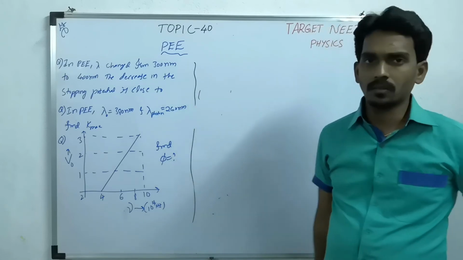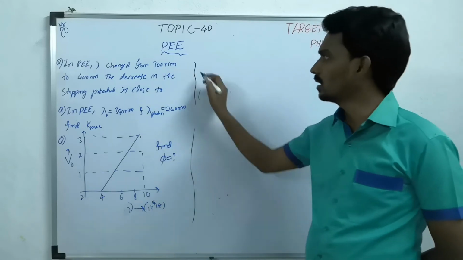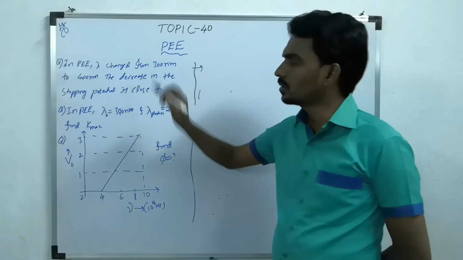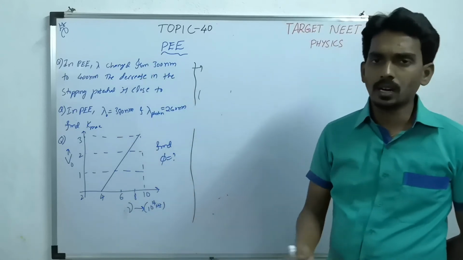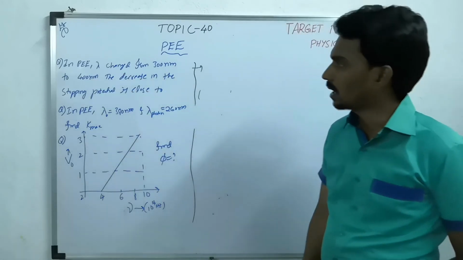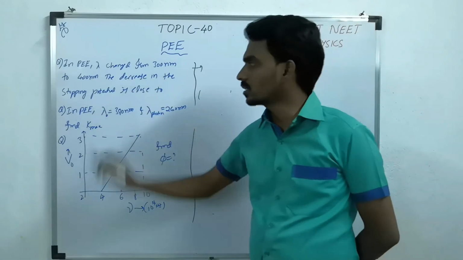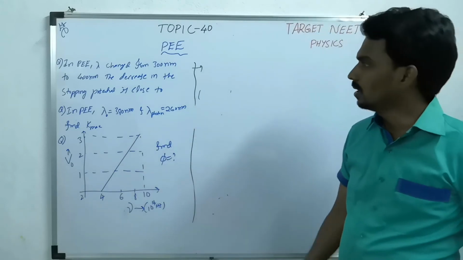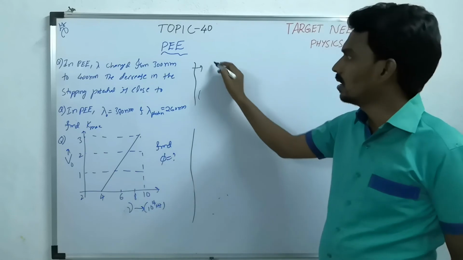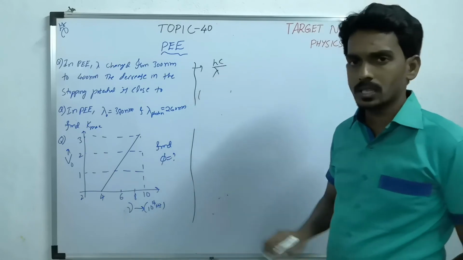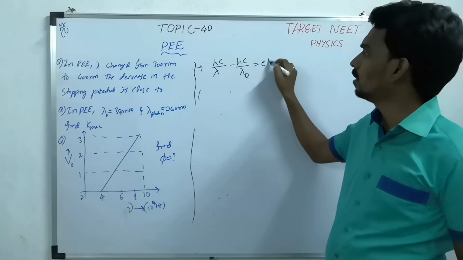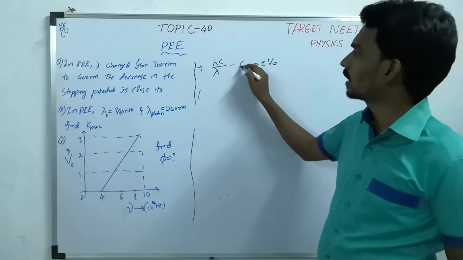So let me take the first question, that is in photoelectric effect. Lambda, which means the wavelength of the photon, changed from 300 nanometer to 400 nanometer. The decrease in the stopping potential is close to. So they are asking the relation between wavelength and stopping potential. So if you take the equation hc by lambda minus hc by lambda naught equal to eV naught, or else you can take it as phi.